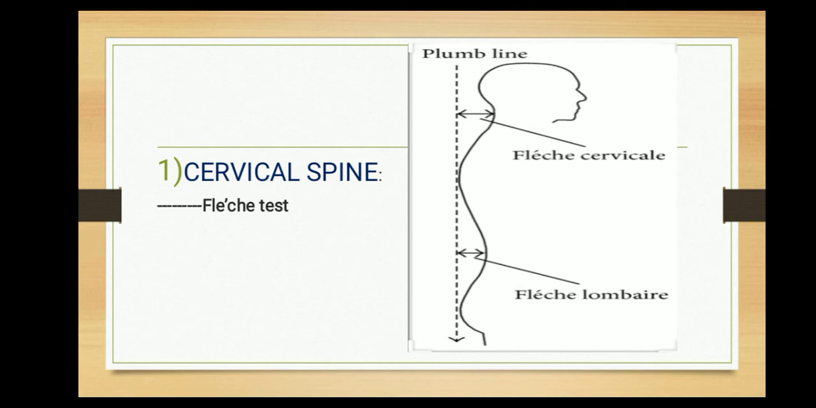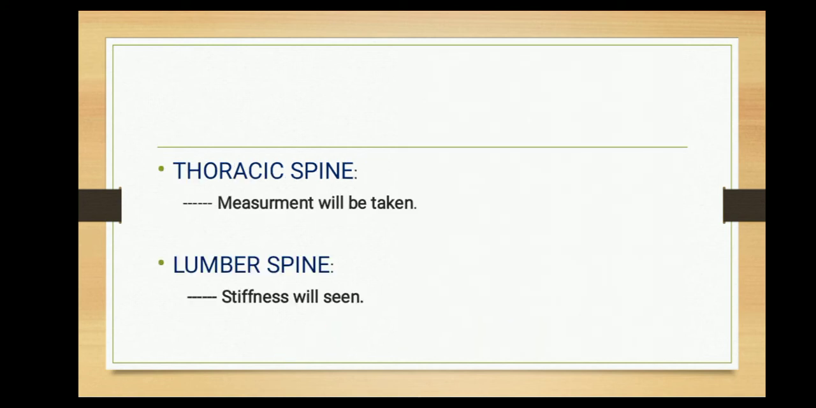In the figure, you have to show that the patient is not able to touch the wall, so the patient is suffering from cervical spondylitis. Next, we have to examine the thoracic spine. Only the measurement will be taken. Maximum chest expansion from full expiration to full inspiration is measured at the level of the nipple. A chest expansion of less than 5 cm indicates involvement of the costovertebral joint.